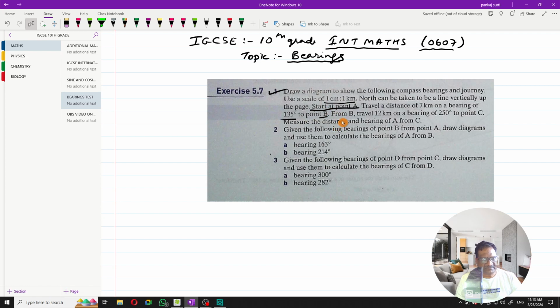Then further from the point B, the object is going to travel further 12 kilometer on a bearing of 250 degree to reach the point C. Once it has reached the point C, the journey is over, and you have to measure the distance and the bearing of A from C. So you have to measure two things: the distance between the point A and C and the bearing of A from C. This is that question number 1.